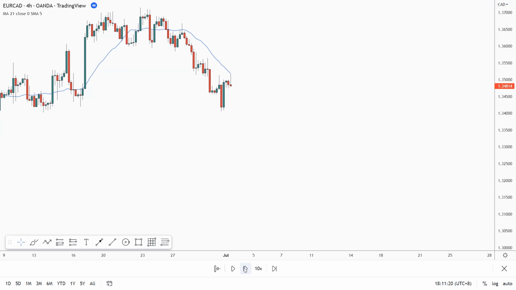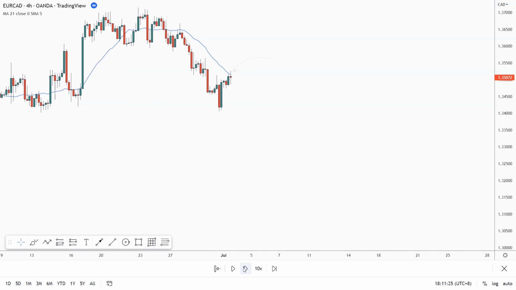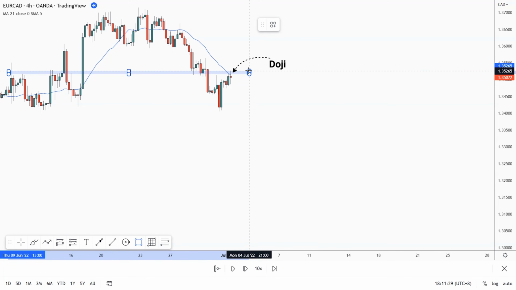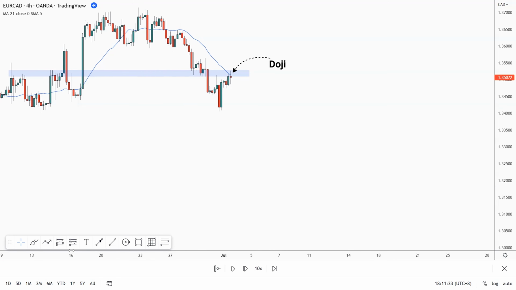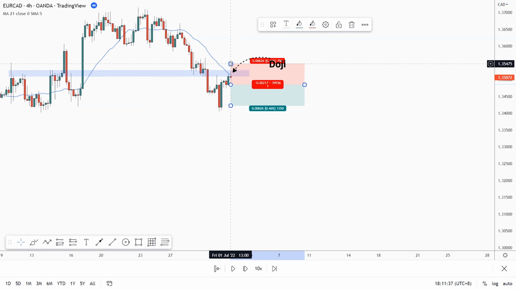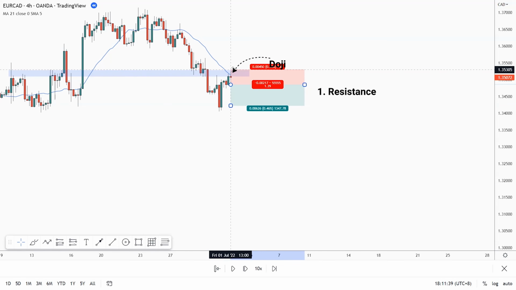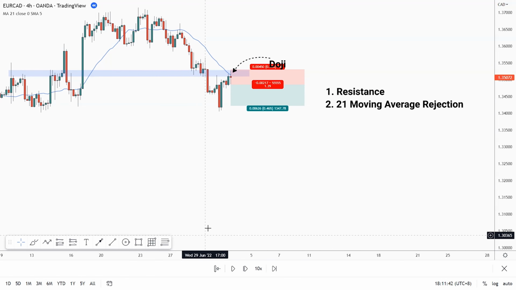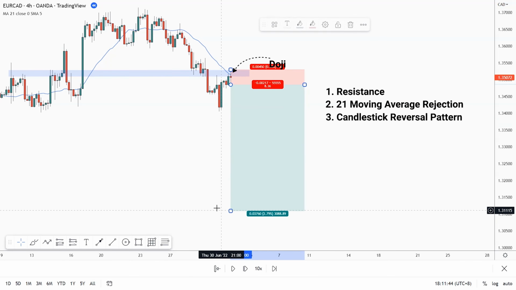On another example, here on EuroCAD. In using the standard moving average strategy, we have here a doji candle, which rejected the 21 moving average. Also, this area is a resistance level. Again, we enter this trade with a sell stop order right below the candlestick reversal pattern, which is the doji. So, resistance, 21 moving average rejection, and a candlestick reversal pattern, which is the doji candle.